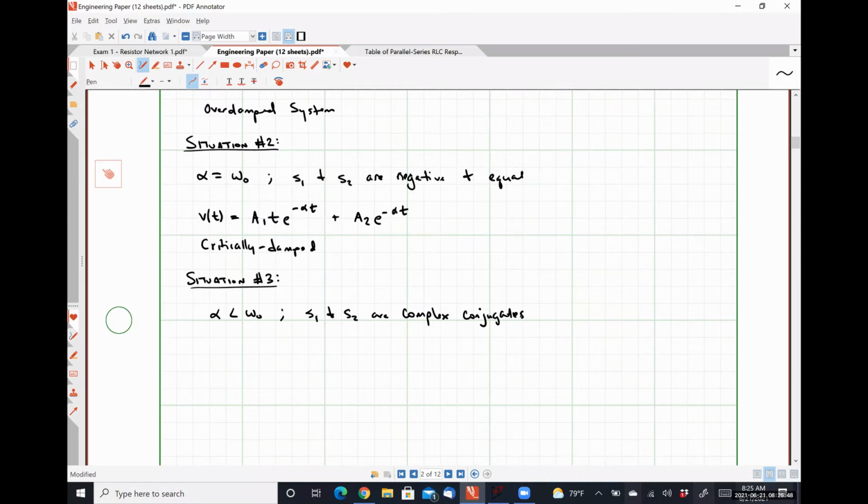Skipping the ugly math, our response equation then becomes B1 cosine omega d t plus B2 sine omega d t, all of this multiplied by e to the negative alpha t, where omega d, which is called the natural resonant frequency, is given by the square root of omega naught squared minus alpha squared, and is measured in radians per second.